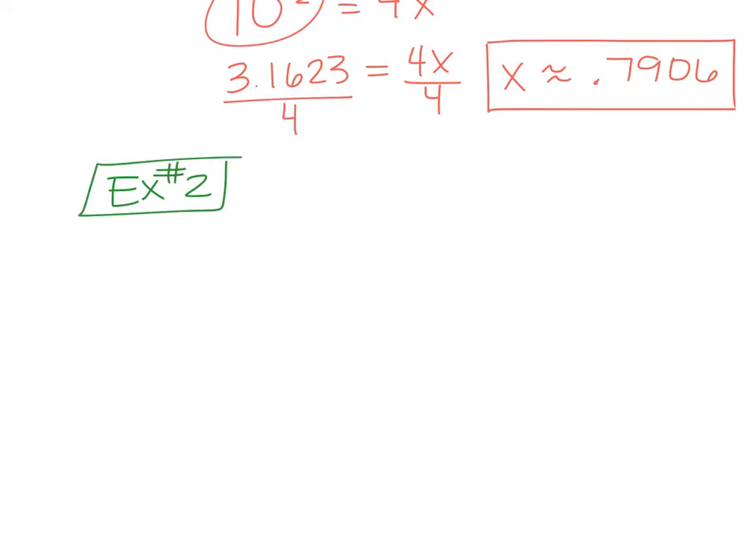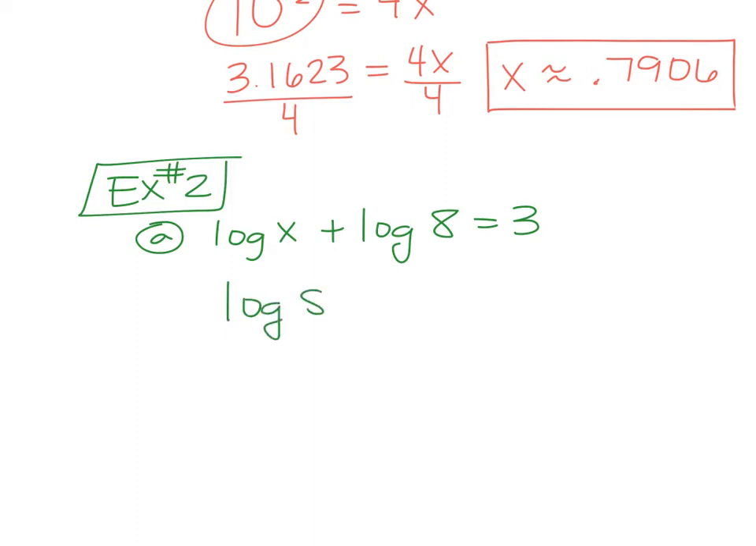Okay, so now this is slightly different. You have multiple logs going on. So log x plus log 8 equals 3, okay? When you have multiple logs, you need to figure out how to simplify it to one log. When we're adding logs together, what do we do? We multiply. Right, so we're gonna say this is log 8x, right? x times 8 equals 3.